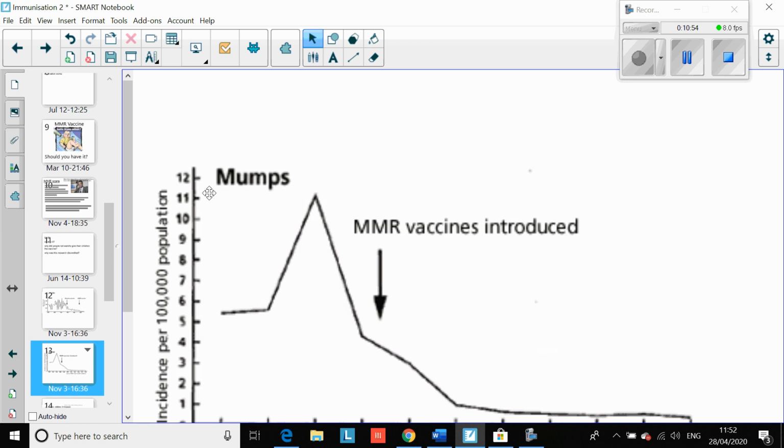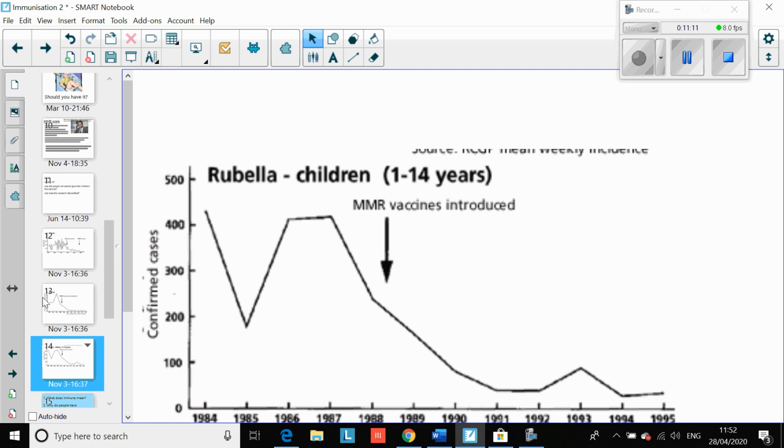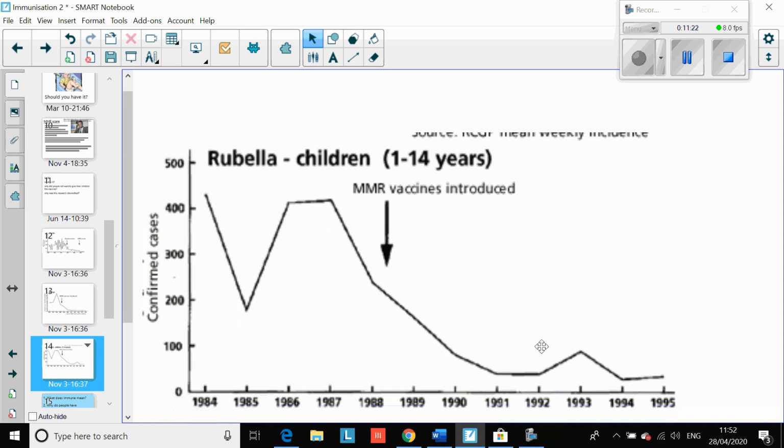This was the mumps, number of people that were getting mumps, and as you can see, it was quite high, and then it went up again in the 1980s. But then when the MMR vaccine was introduced, it went away to virtually nothing by the mid-90s. And then finally, rubella, which is another disease, quite high, went up and down a bit. But then as soon as we introduced the MMR vaccine, it went away to virtually nothing. But look what happened around about 1993.